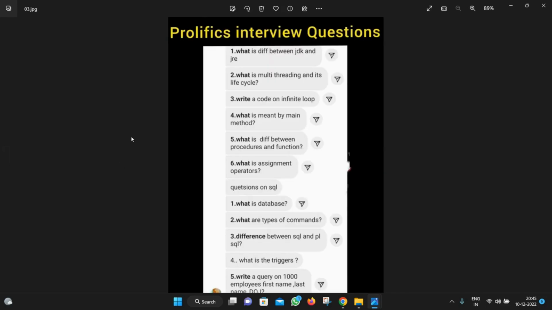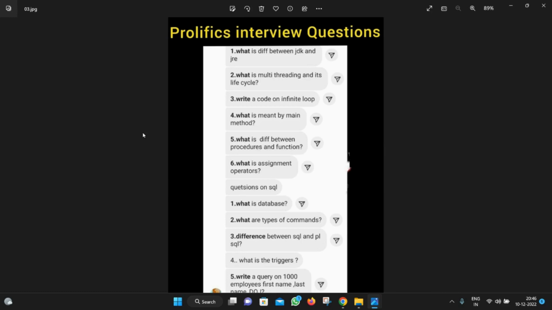Another interview is from Prolifix company, and these are technical round questions. The first question is, what is the difference between JDK and JRE? So these are Java questions. Then what is multi-threading and its life cycle? Then write code for an infinite loop. What is meant by main method? What is the difference between procedure and function?